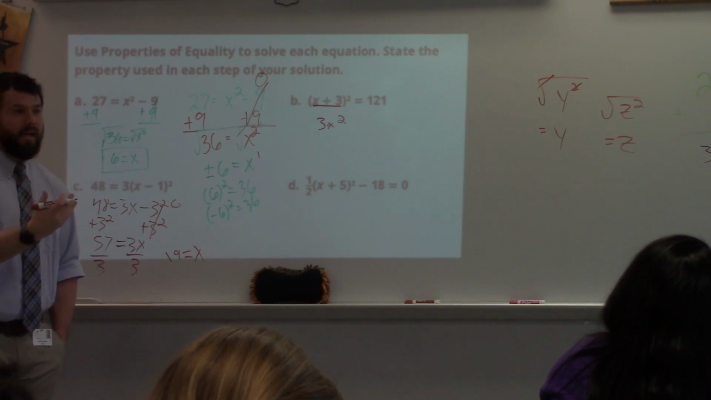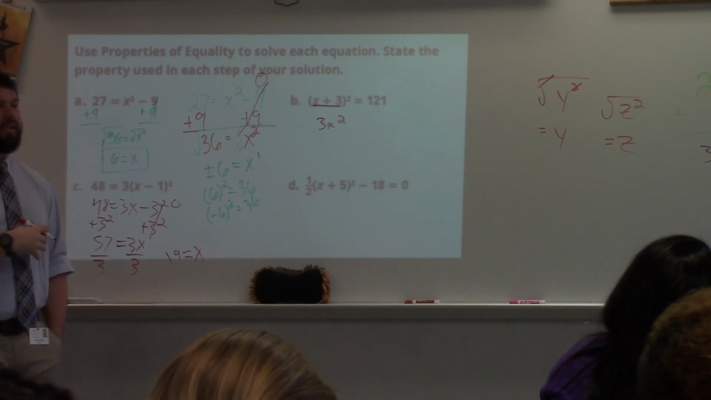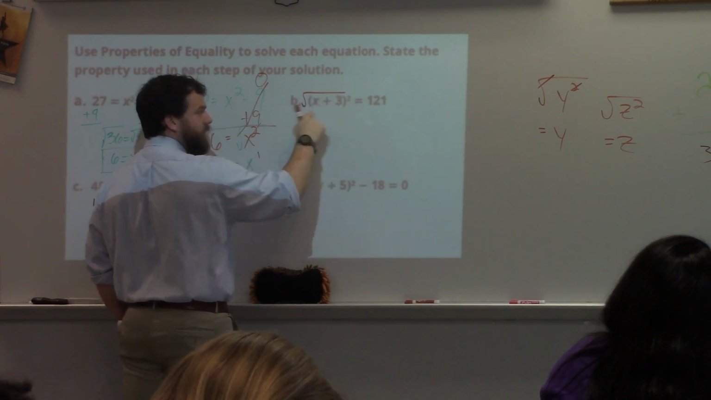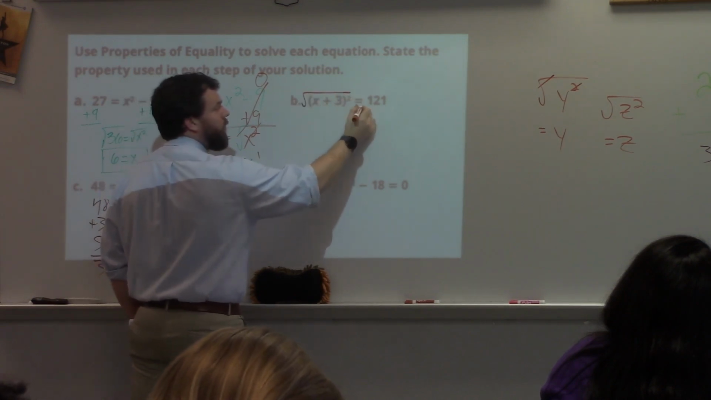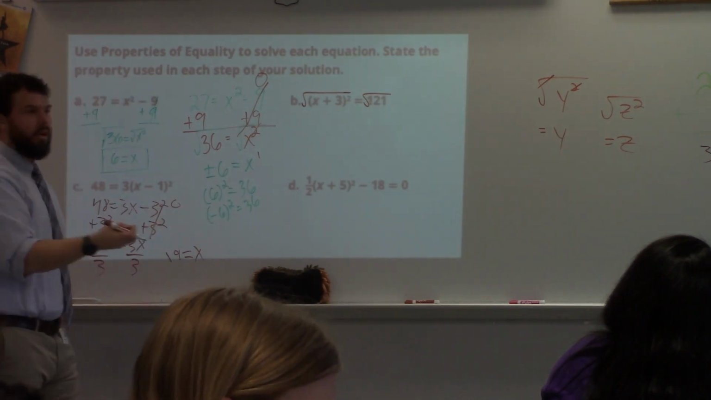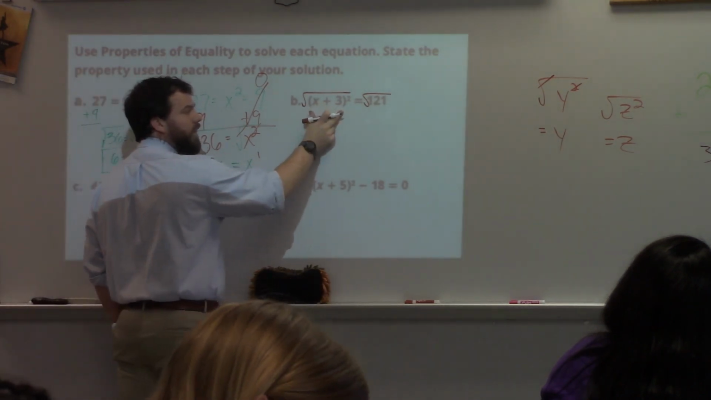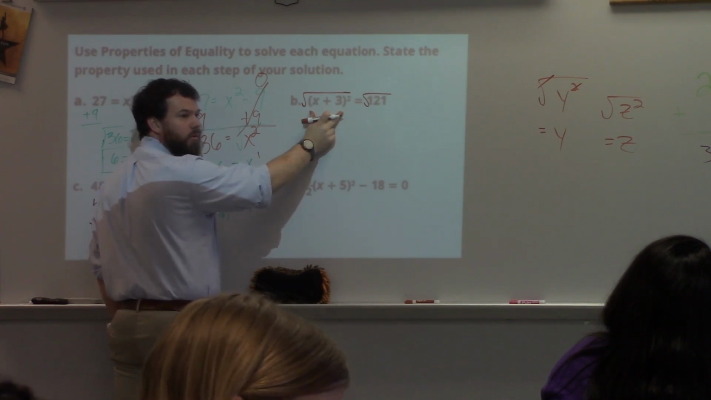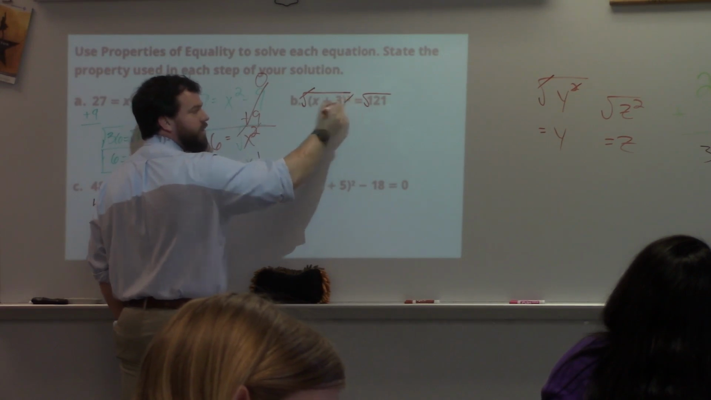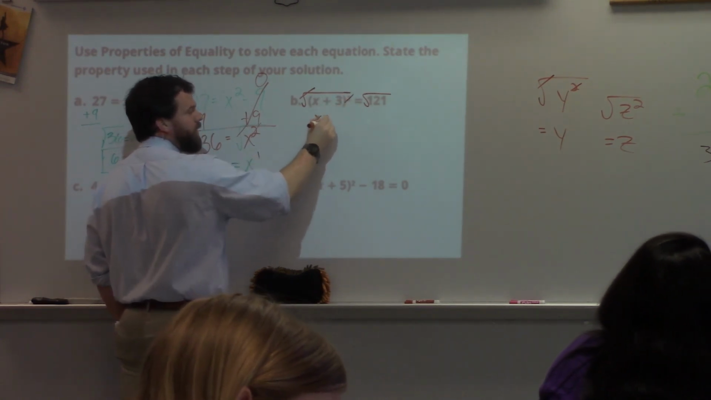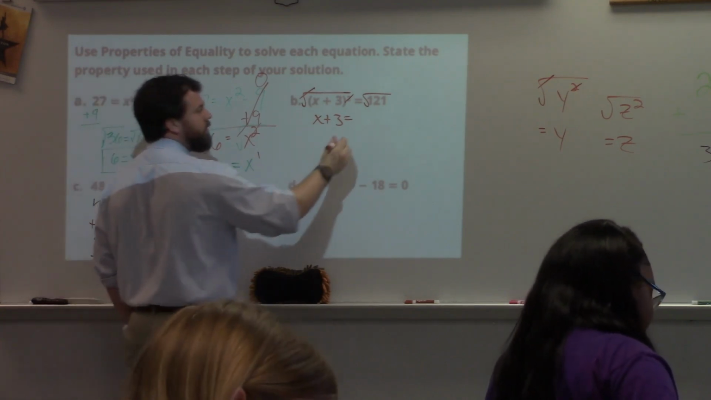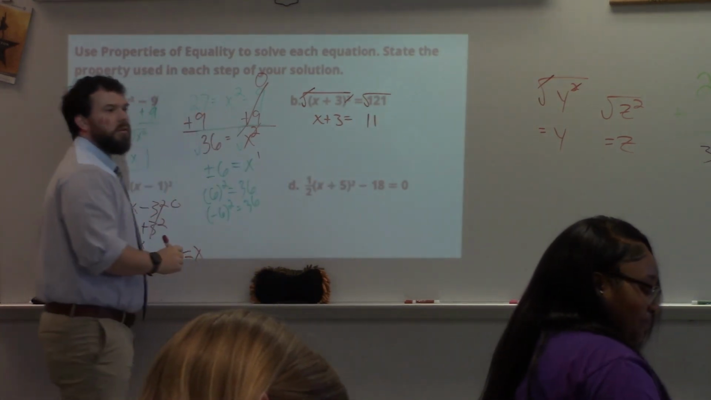The squared is the last thing happening, so what can I do to undo that square? Square root of 121. Well, it's not just the square root of 121. I take the square root of this as well. Remember, the property of equality means whatever I do to one side of the equation, I have to do to the other side. Well, then what do I get when I take the square root of x plus 3 squared? X plus 3. The square root is canceling the square, so I'm left with x plus 3 equals 11.